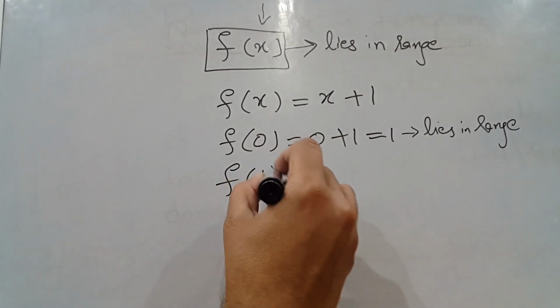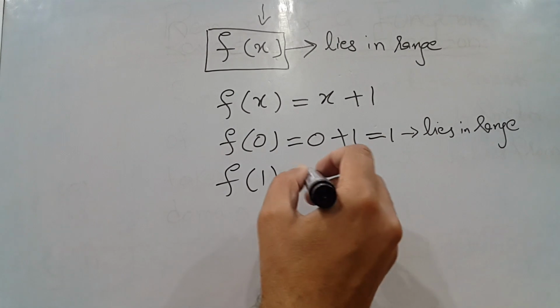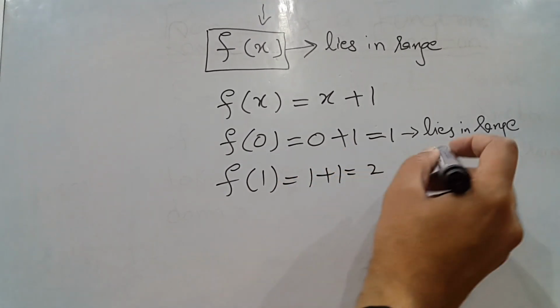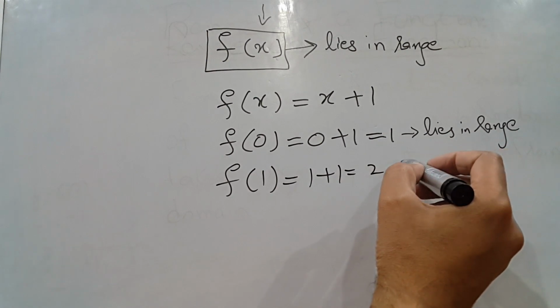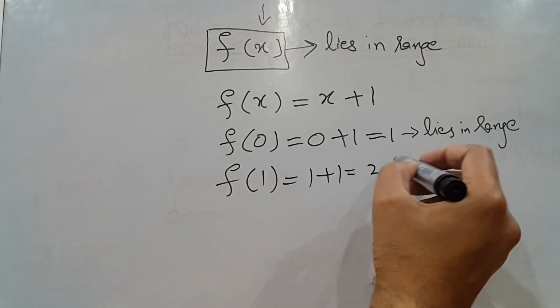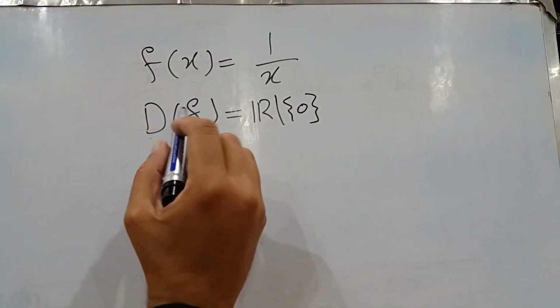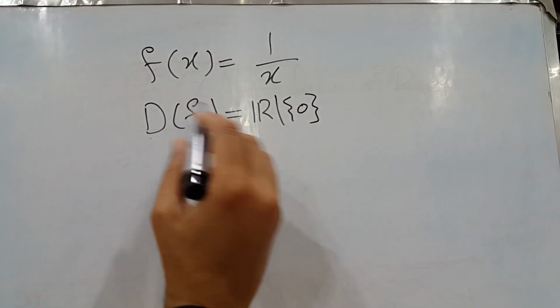Take x equal to 1 and you get 1 plus 1 equal to 2. This value 2 lies in the range. So this is basically the value which the function takes. Now we find the range of this function.